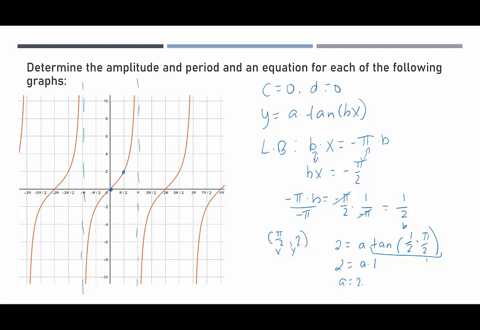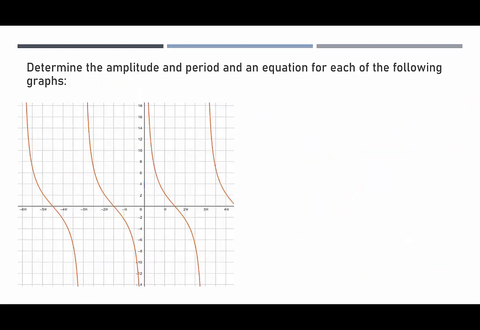So now I think we're ready to answer all three parts of this question. The amplitude is 2. I guess I could say capital letter A. The period, so remember, to find a period, we look at the space between the asymptotes, and that would be from negative pi to pi, which is 2 pi. And the equation is going to be y equals 2 times tangent of 1/2 x, or x over 2, whichever way you want to write that is fine. And that would be it. Voila! Beautiful, isn't it?